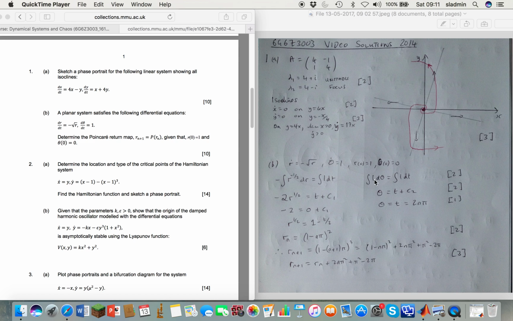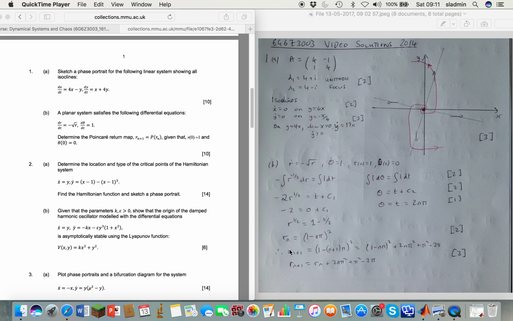If we integrate 1 d theta equals 1 dt, then we get theta is t plus c2, and of course because theta at 0 is 0, c2 is 0, so theta is equal to t. Because we're dealing with Poincare maps, t is going to be the same as theta, which is 2n pi, multiples of 2 pi. So that means that if we square both sides, Rn will equal 1 minus n pi all squared.